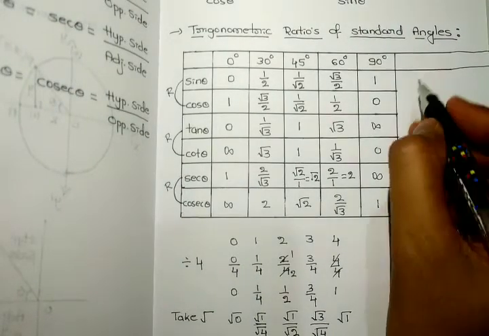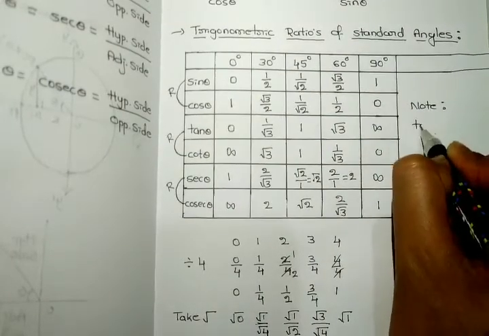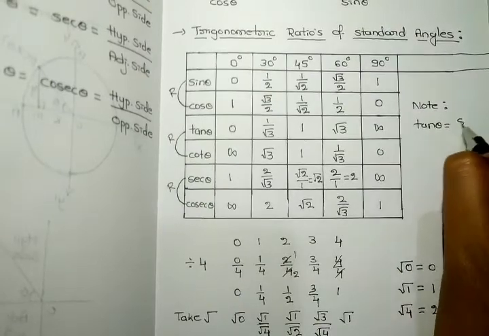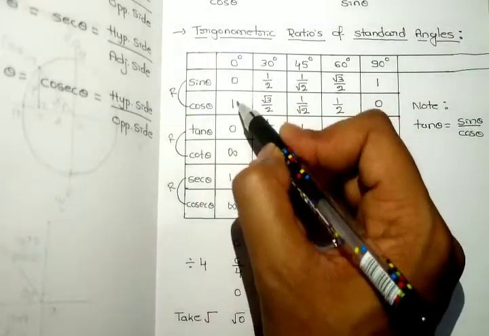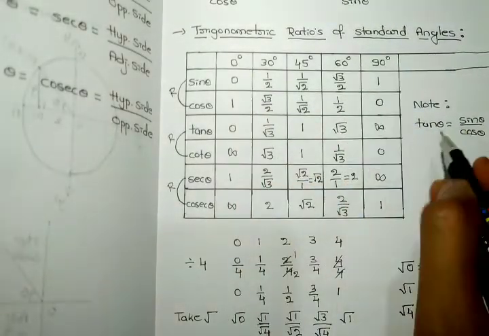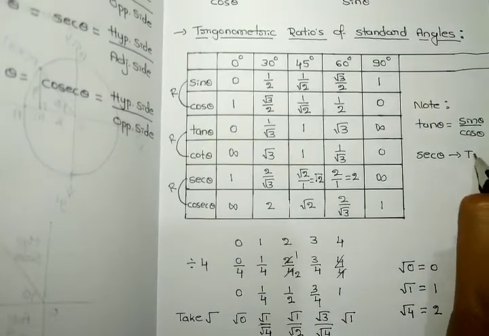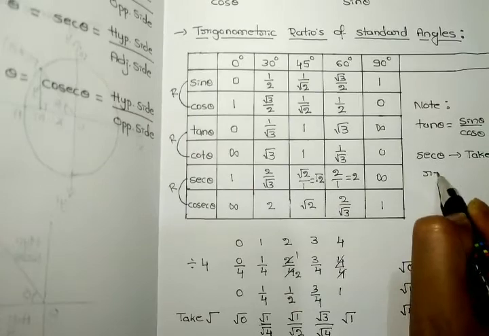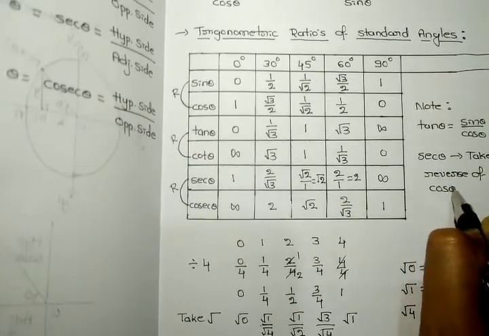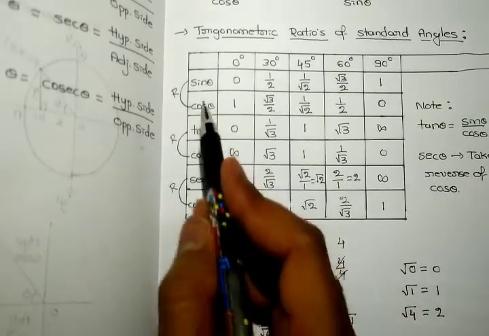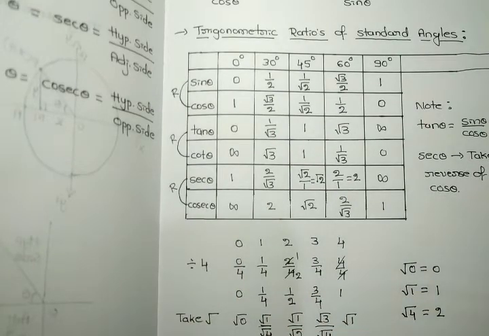So just remember, note: if you want to find the value of tan theta, you should divide sine theta by cos theta. Sine by cos, if you divide, easily you will get the tan. Next, if you want to find the sec theta value, what to do? Take the reverse of cos theta, and easily you will get the sec theta value.